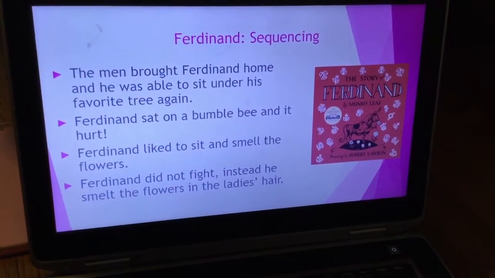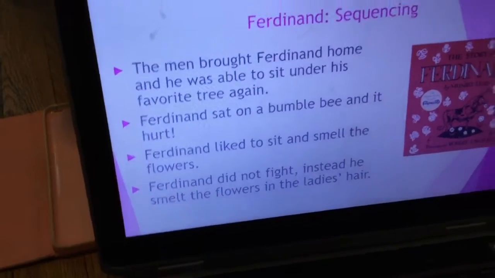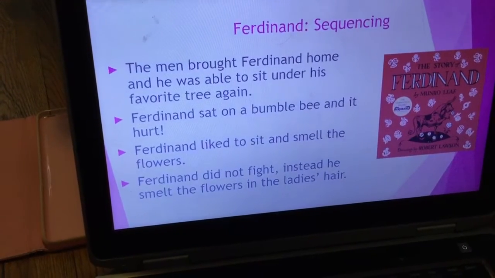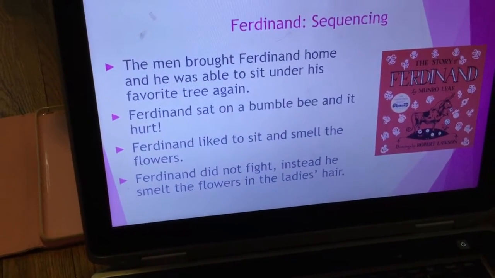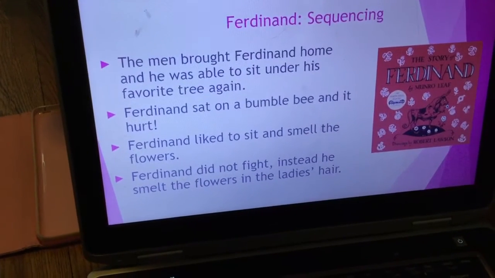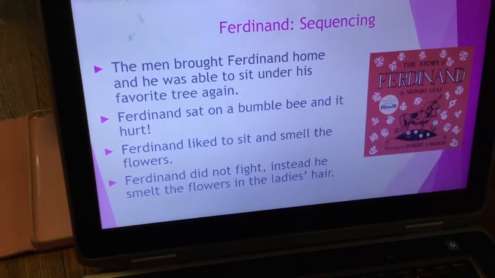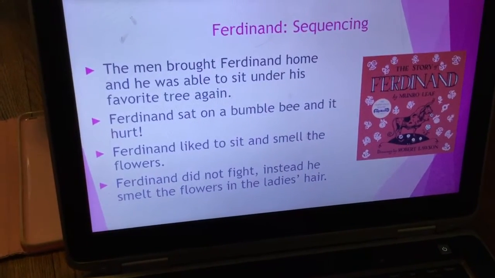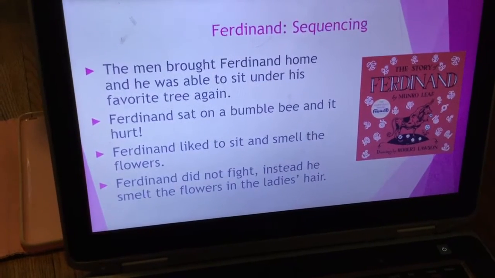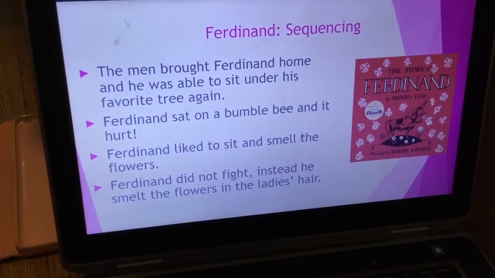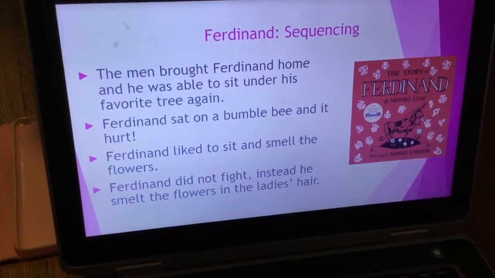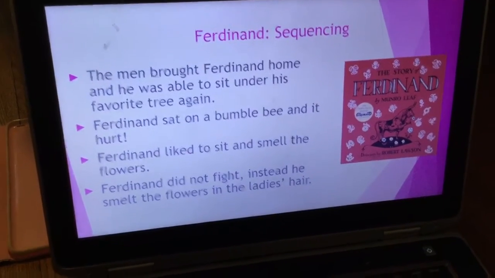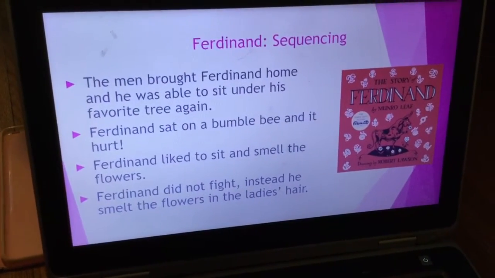Let's read them together. This one says, the man brought Ferdinand home and he was able to sit under his favorite tree again. The second one says, Ferdinand sat on a bumblebee and it hurt. The third one says, Ferdinand liked to sit and smell the flowers. And the last one says, Ferdinand did not fight. Instead, he smelt the flowers in the lady's hair. Do those sound like they're in the right order? No, they sound like they're in a totally different order. So you can help me put them in order today.